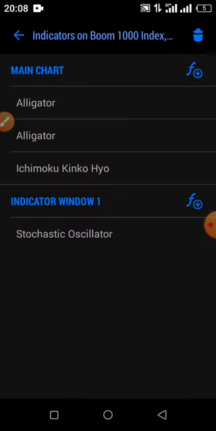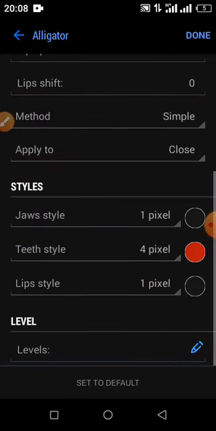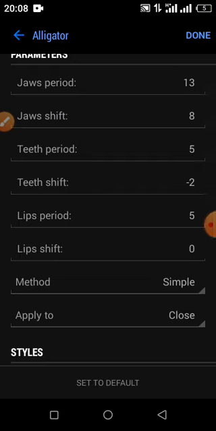We go to the second one. The second one, we switch off the first one, and the last one, we put them in black. Then the middle one is the one that we want. We put it in red. Then the values for this one should be 5. The period should be 5, and the shift should be -2. The teeth period 5, then the teeth shift should be -2.